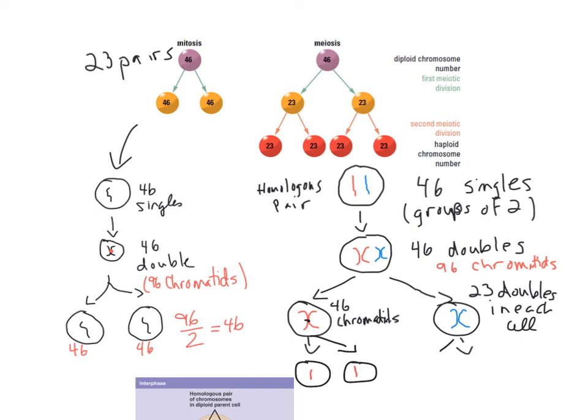So the same is going to happen over here with my blue chromosome originating from my homologous pair. And so that is how I end up with 4 times 23 singles. And this is how meiosis works.